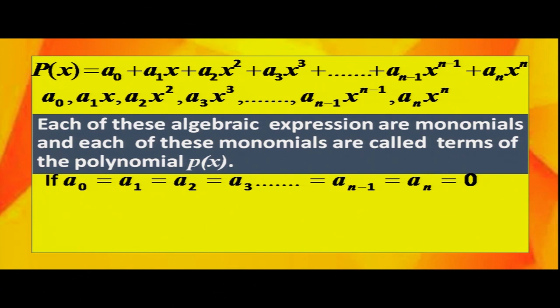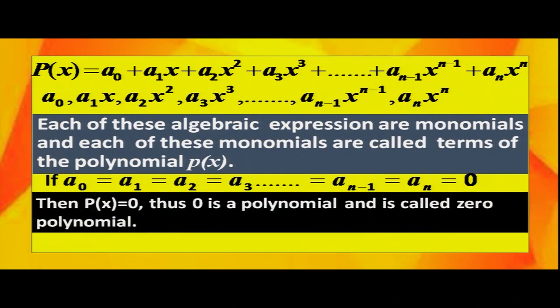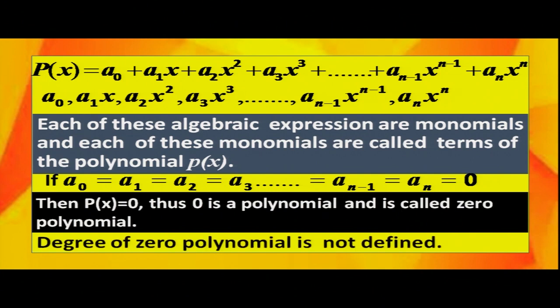If the coefficients a0, a1, a2, a3 and all these coefficients up to an are 0, then what will happen to our polynomial p(x)? The polynomial p(x) will become 0. If the polynomial becomes 0, then what can we say about its degree? The degree of the zero polynomial is not defined.